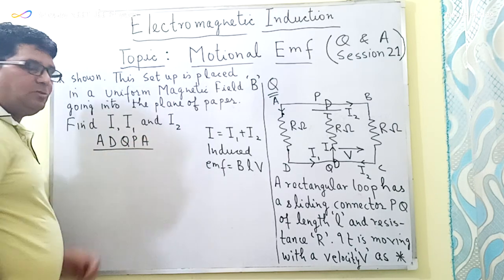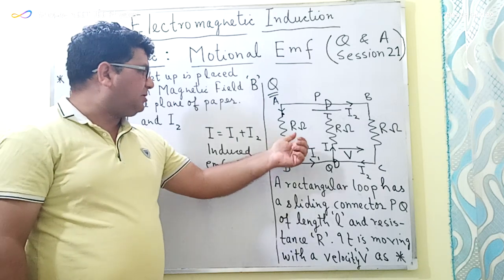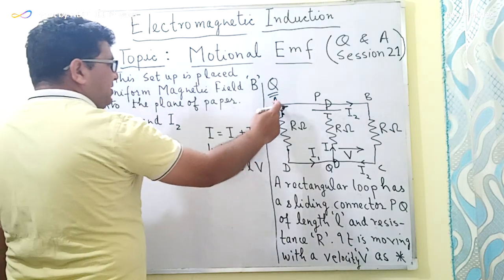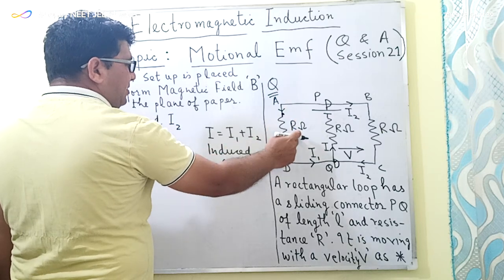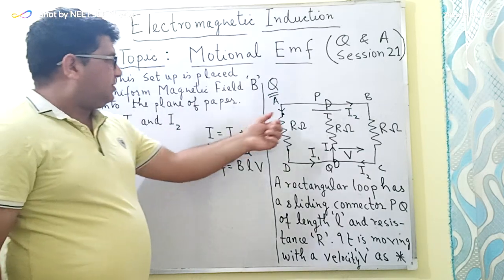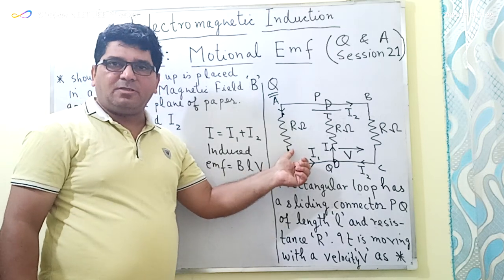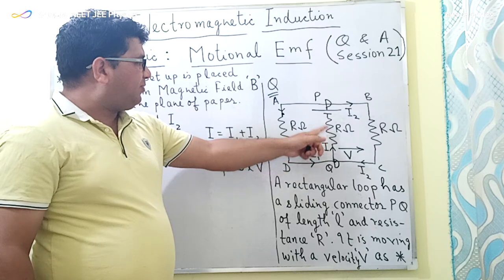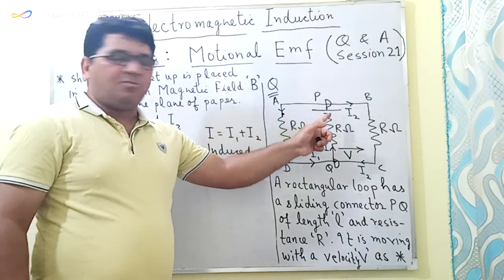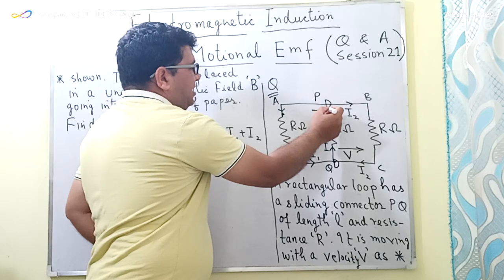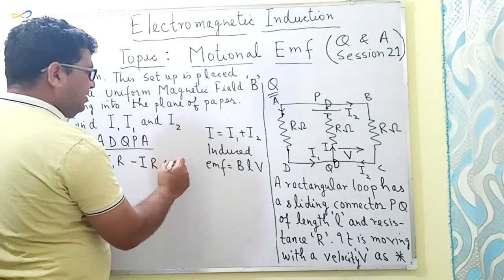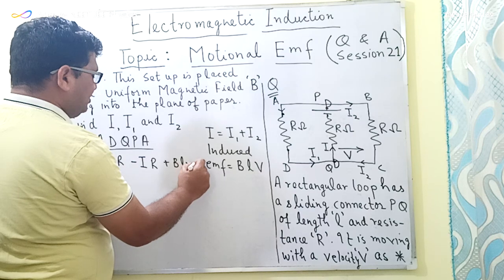Kirchhoff's loop rule says that the algebraic sum of the potential differences across all the resistive elements and the EMF sources is equal to 0. So the potential difference across this resistive element will be minus I1R. The minus sign is because this point is at a higher potential and this point is at a lower potential. Similarly, the potential difference across this resistive element will be minus IR, and the potential difference across this battery will be positive because the potential at this point is more than at this point. So this will be plus B L V, and the sum should be equal to 0.